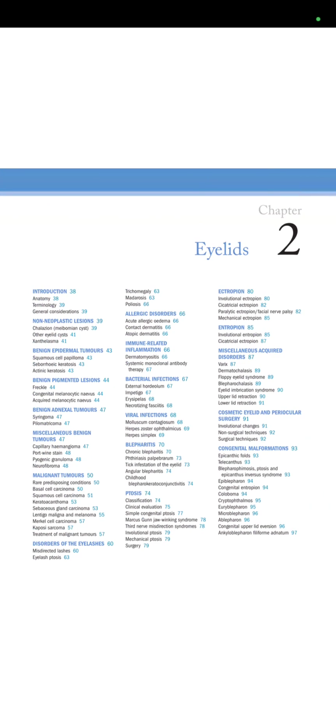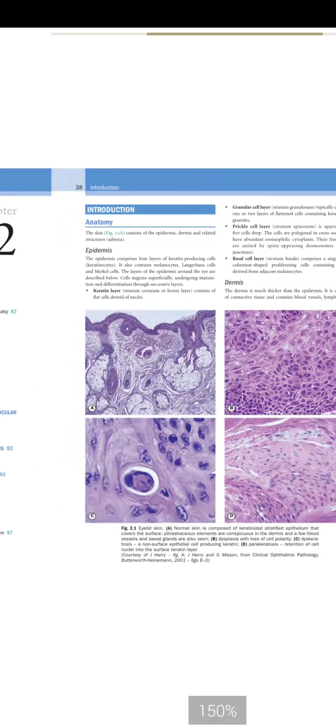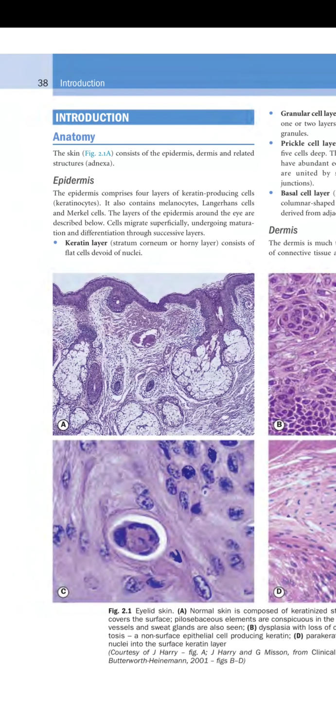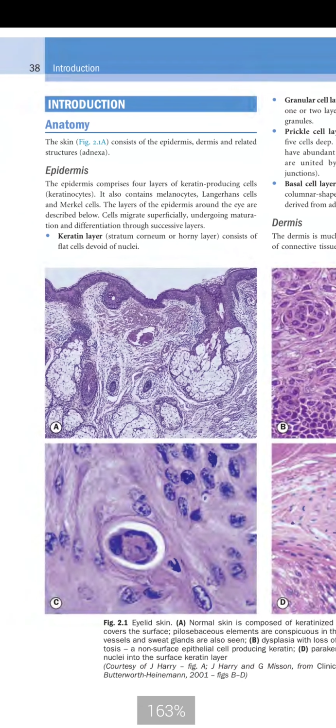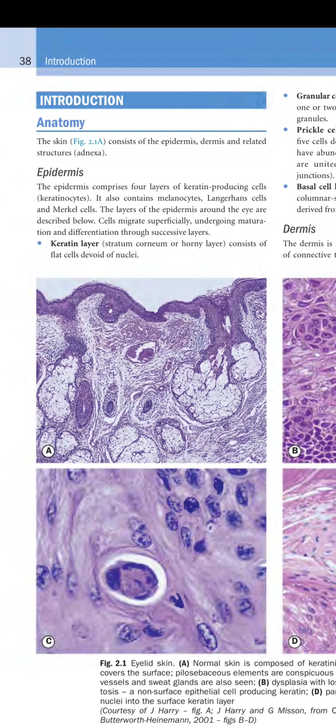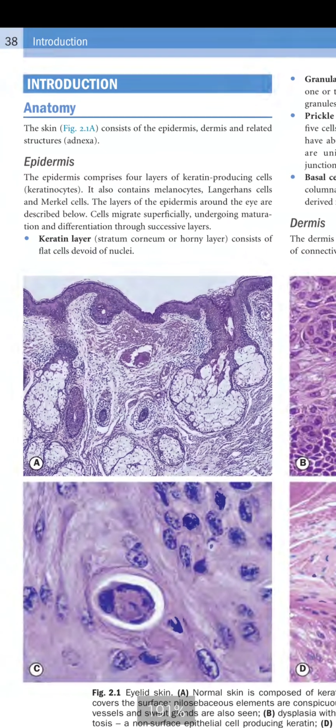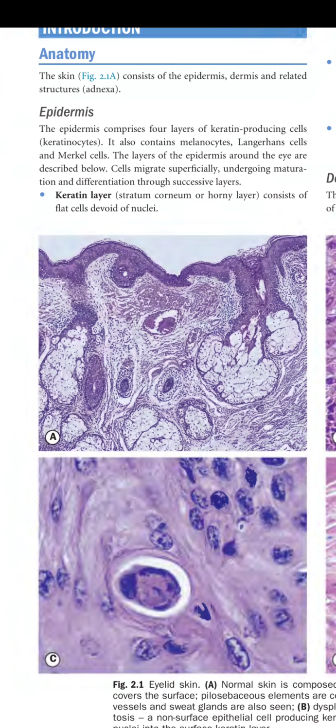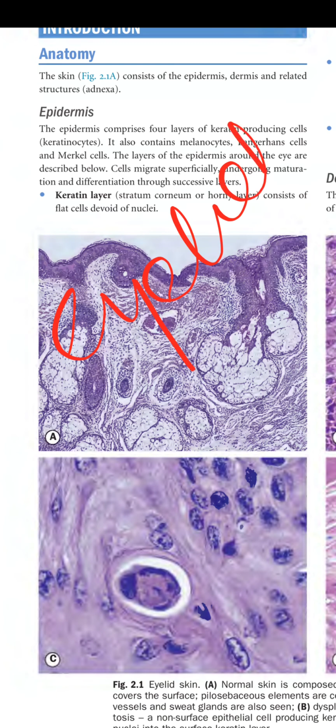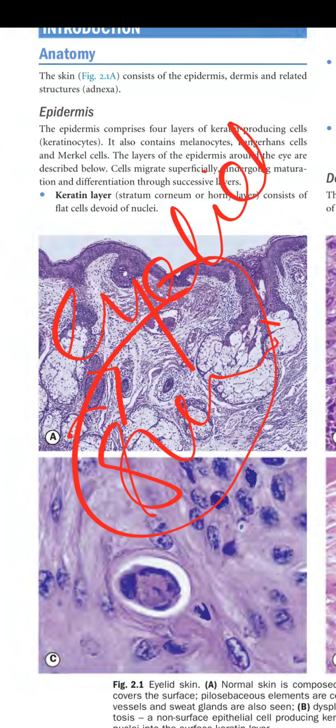Welcome to the Kanski lecture series, and we are going to start the eyelids chapter 2. In this part, we are going to study the anatomy. First, anatomy consists of skin, which consists of epidermis, dermis, and related structures. In this part, we are going to discuss the skin of the eyelids first.